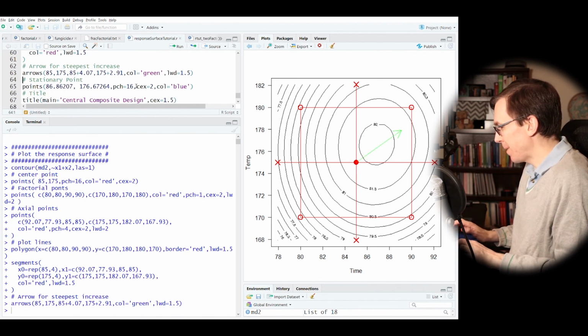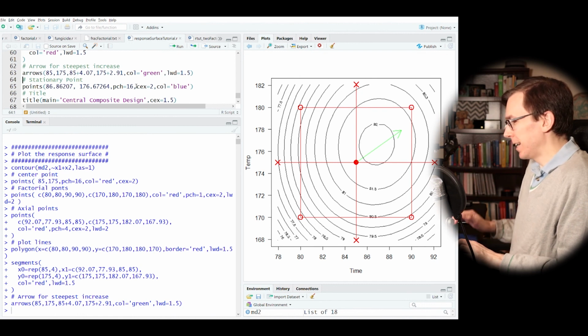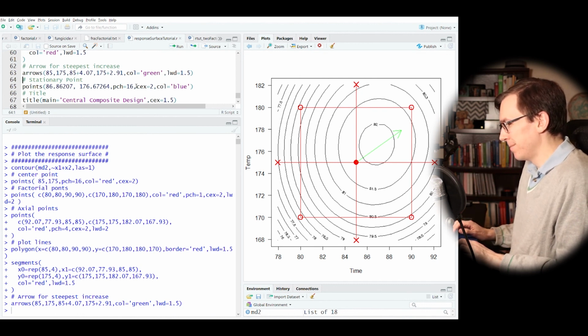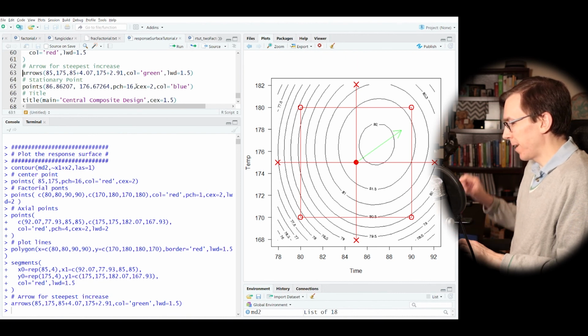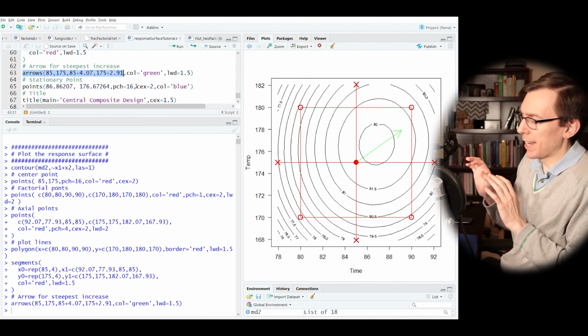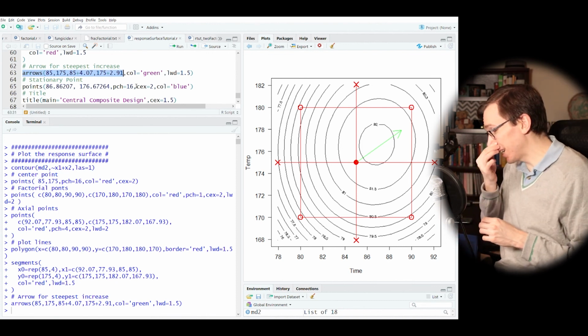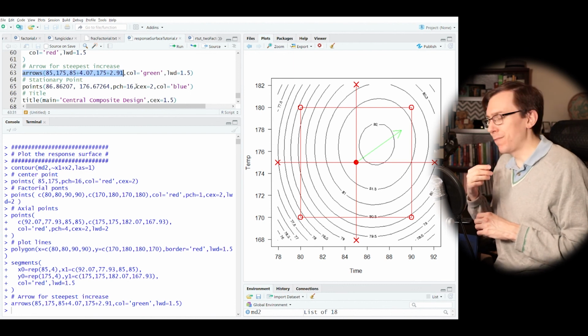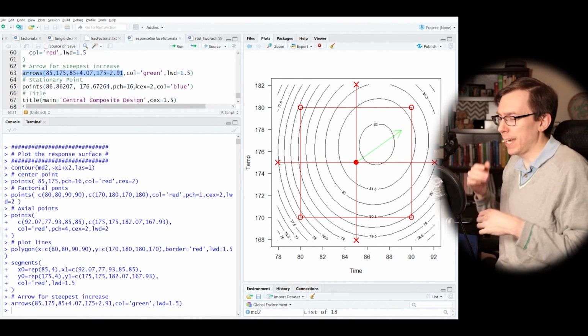Oh yes, I also drew some arrows. That's the direction of steepest increase, starting from the center point. This was for the first order model, so it doesn't coincide with the contour plot, but if we just plotted the first order model, what we would find is we should go in the direction of the green arrow to increase our output.